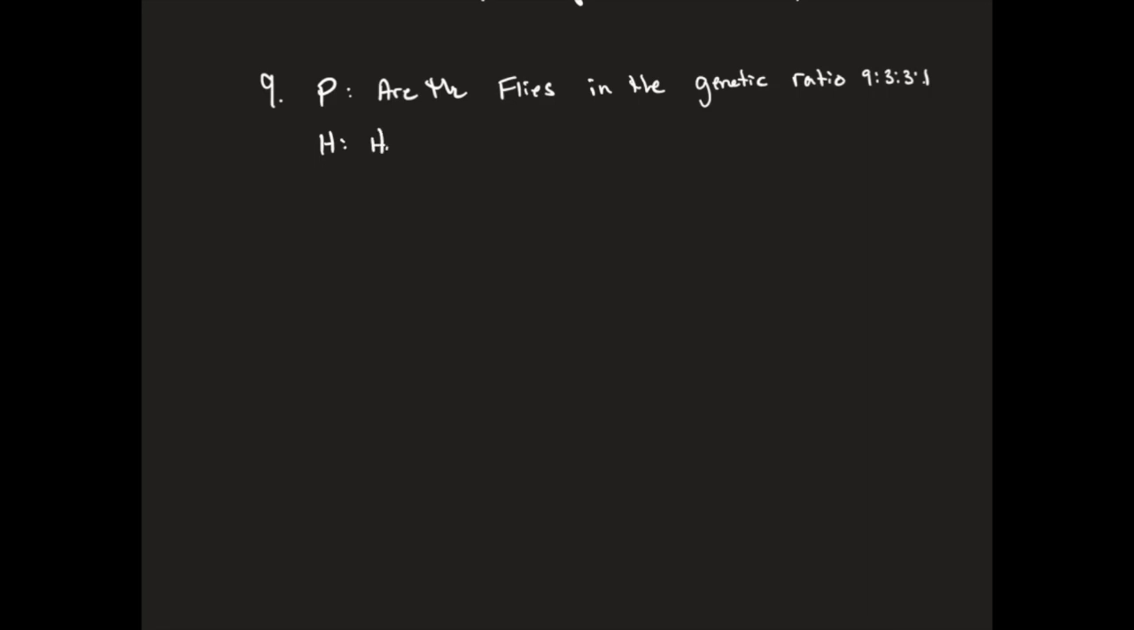The null hypothesis, this is still looking at a goodness of fit test. So the flies are in the genetic ratio, or the ratio that is mentioned in the paragraph. The alternative here is that they are not going to be in this ratio.